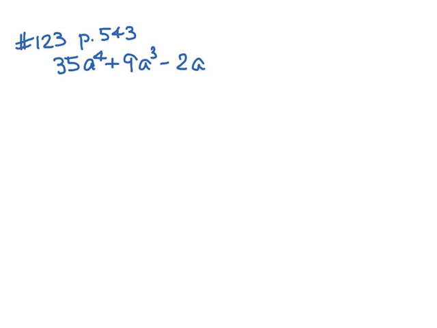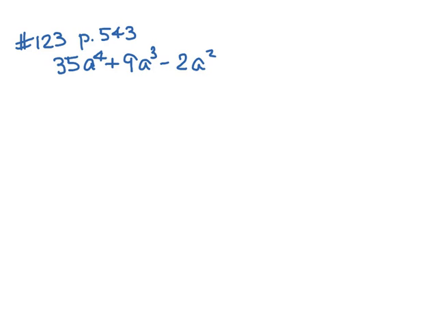Okay, let's try one more. Let's see, number 123, and this is on page 543, and we're going to factor 35a to the fourth plus 9a cubed minus 2a squared. Well, that doesn't quite look like what we've been working with, but we can get it into that form.